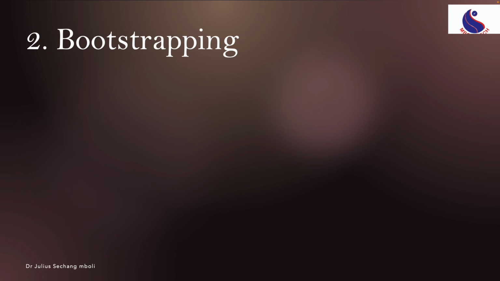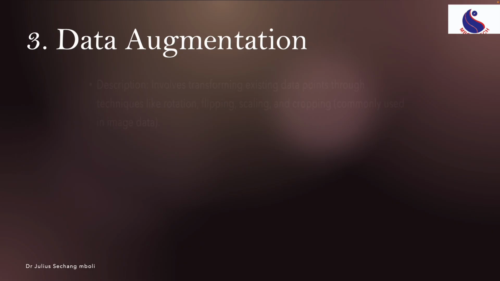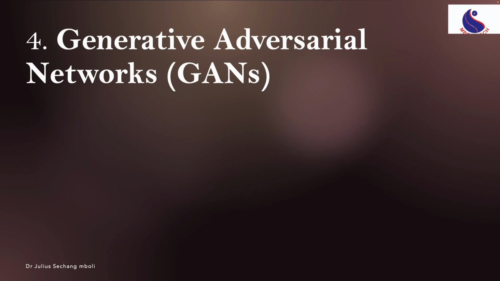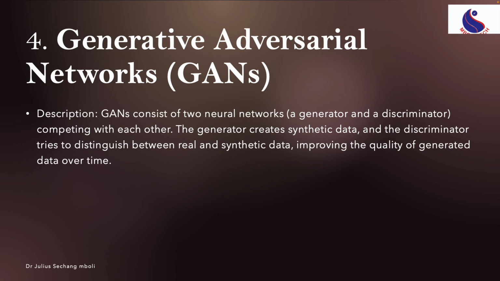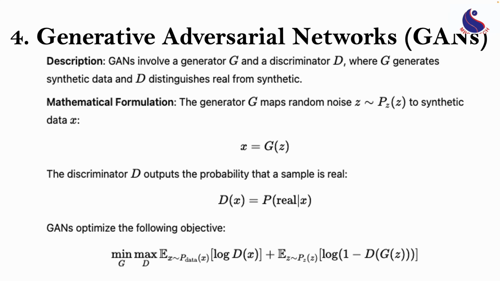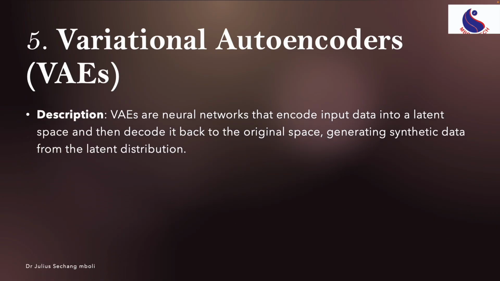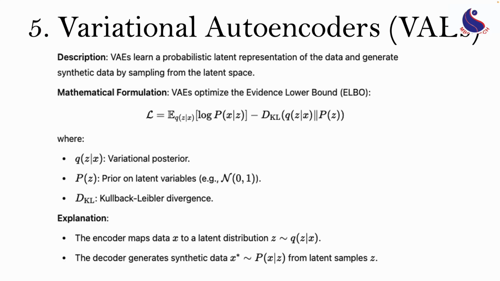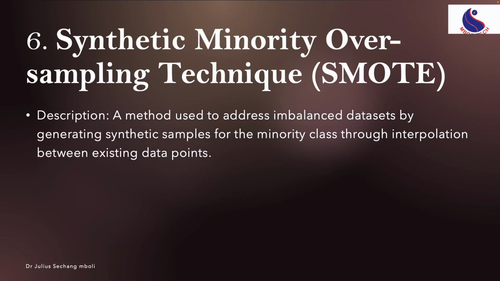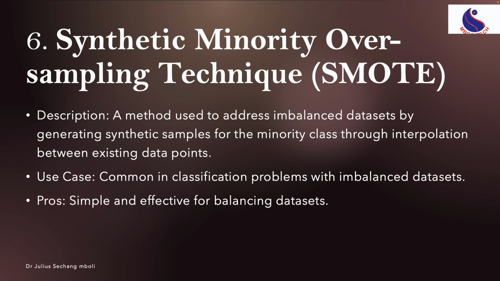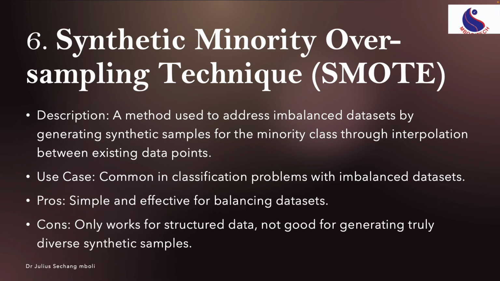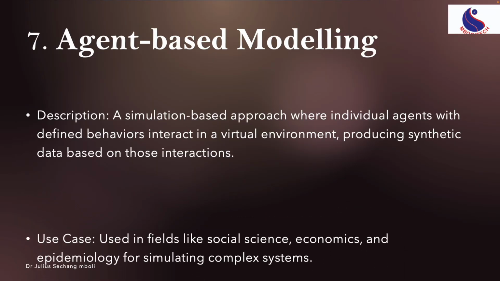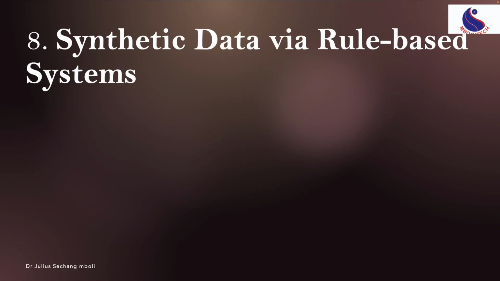So I discussed random sampling, bootstrapping, data augmentation, and also generative adversarial networks, which is GANs. I also talked, still on GANs, about the formula, and then I talked about variational autoencoders, VAEs, and discussed them in detail with their mathematical formula. Then I talked about SMOTE, synthetic minority oversampling technique, also the math behind that. Please do watch the video. I'm not discussing that in detail here today.